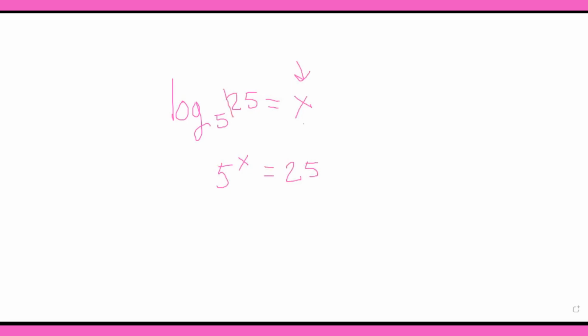I call this the answer position. This is my answer or result. 5 to the what equals 25. Well, I know that has to be squared. 5 squared equals 25. So x equals 2 in this case. So that's just a quick review of the positions.